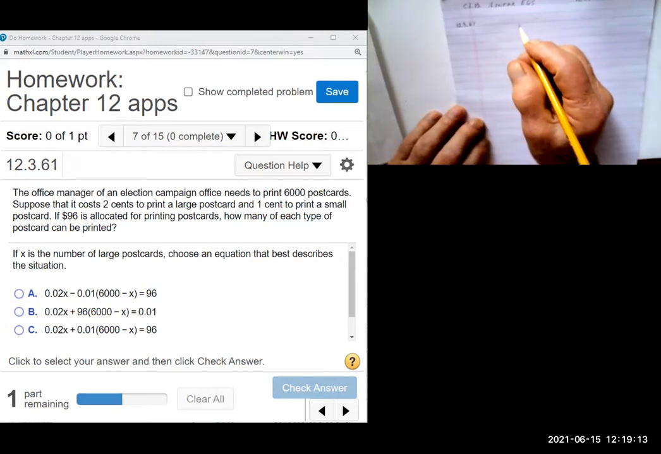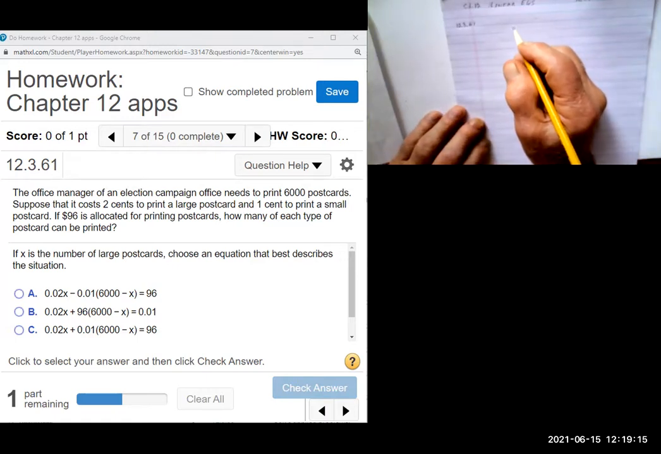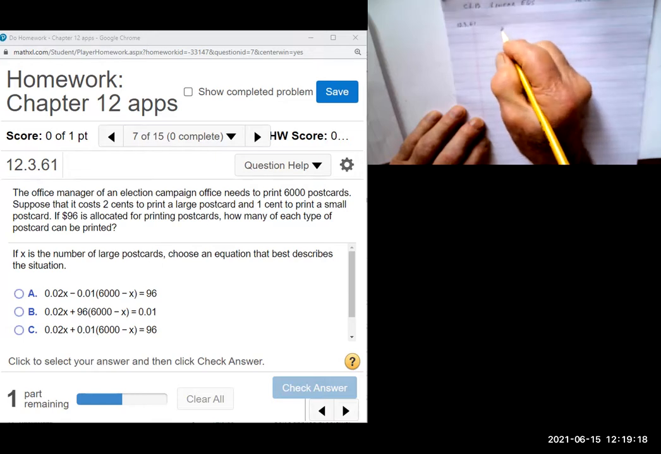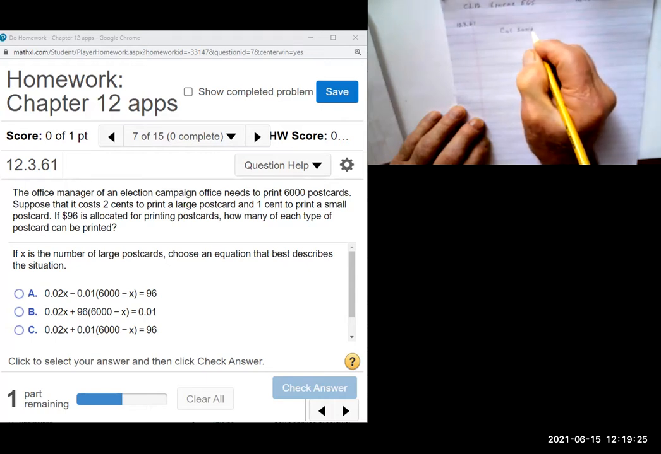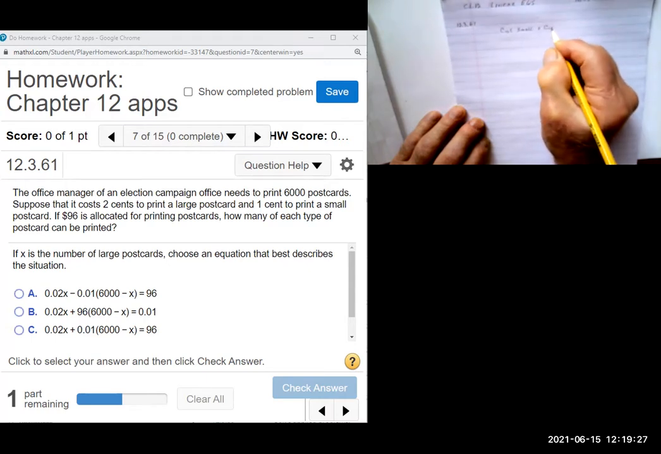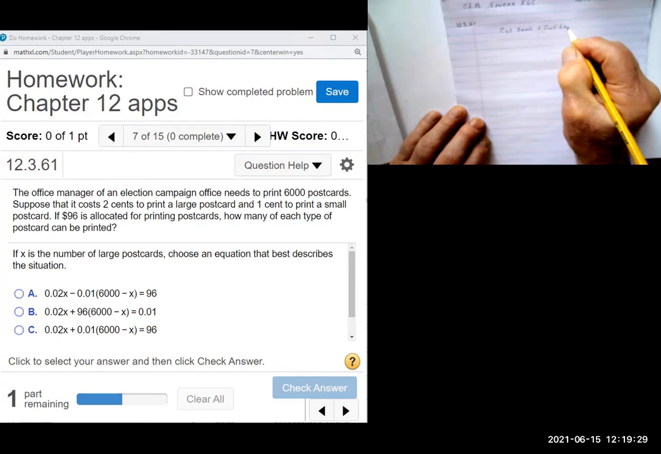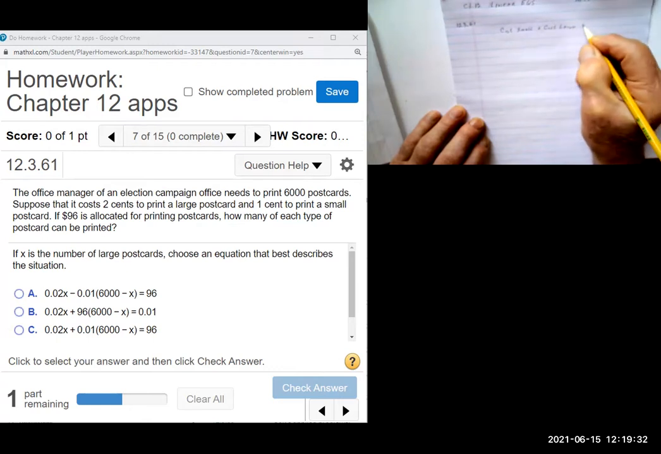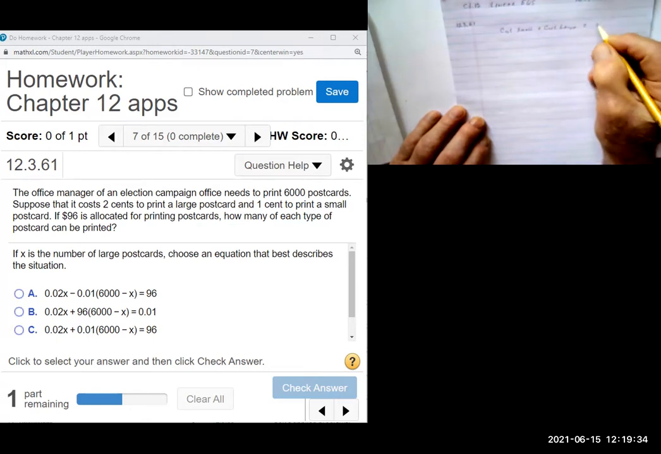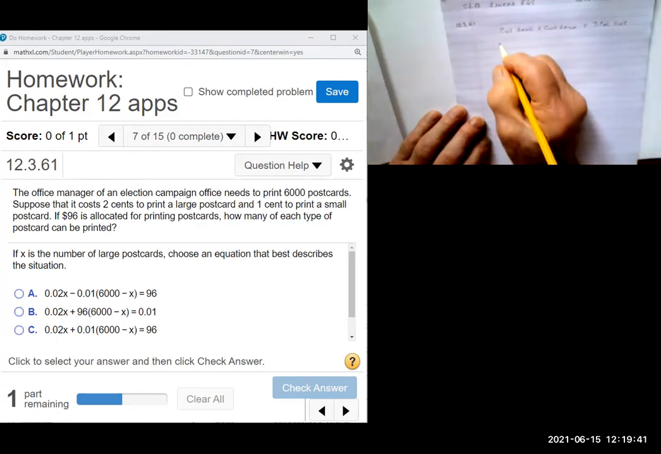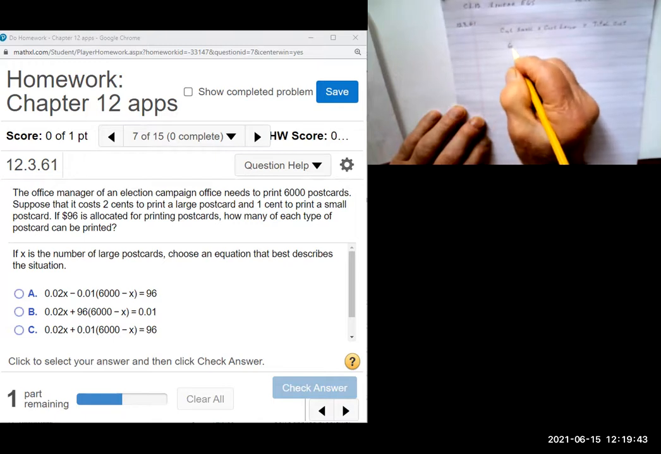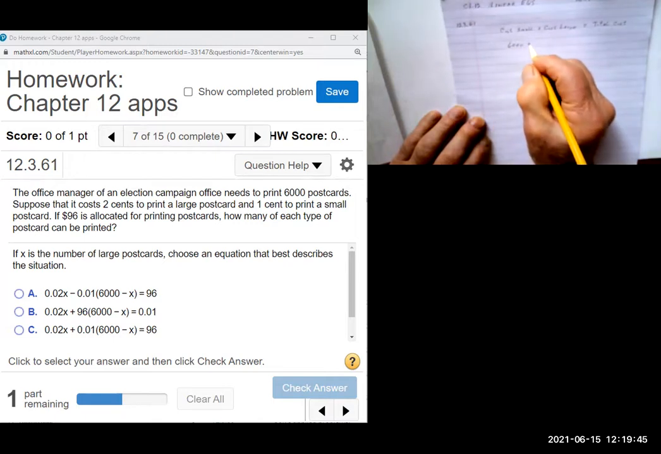Well, this is a monetary or cost problem. So the cost of printing the small cards plus the cost of printing the large cards must equal the total cost allocated for printing. There are 6,000 cards in all.